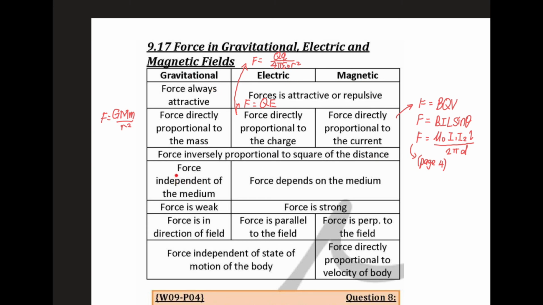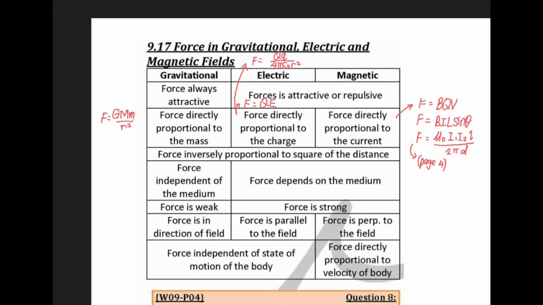Okay, now we look at the next information. They said force is independent of the medium. So that means it works in vacuum also. It works in vacuum as well as the normal surrounding, as in the attraction between the sun and the earth. So it's independent of the medium.